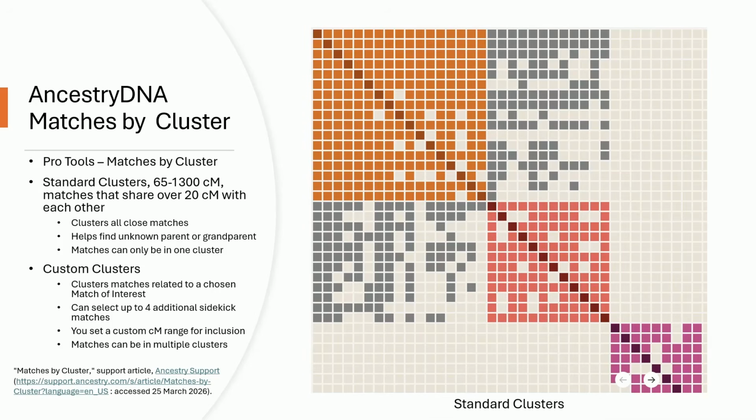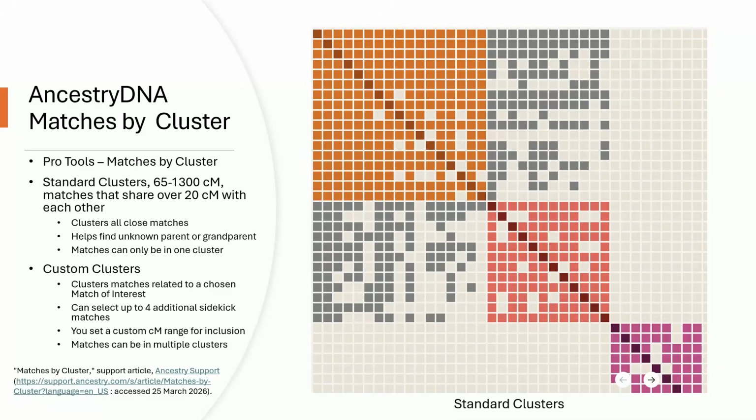First of all, you have to have the Pro Tool subscription at Ancestry so that you can use matches by cluster. And the first option is the standard clusters, and this is from 65 to 1300 centimorgans. So all of the matches that you have within that range would be eligible for clustering in the standard clusters. And it focuses on matches that share 20 centimorgans or more with each other. So for standard clusters, the purpose of this is to cluster all your close matches and helps you find those unknown parent or unknown grandparents if you have any. It can also help you just get started with grouping your matches to know which line to focus on.